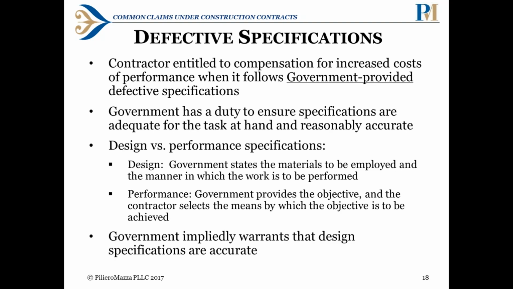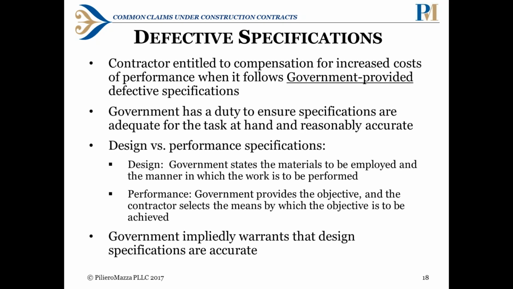So next, defective specifications. The contractor is entitled to compensation for increased costs of performance when it follows government-provided defective specifications. So the government has a duty to ensure that the specifications it provides are adequate for the task at hand and are reasonably accurate. And if that turns out not to be the case, then the contractor is entitled to compensation.